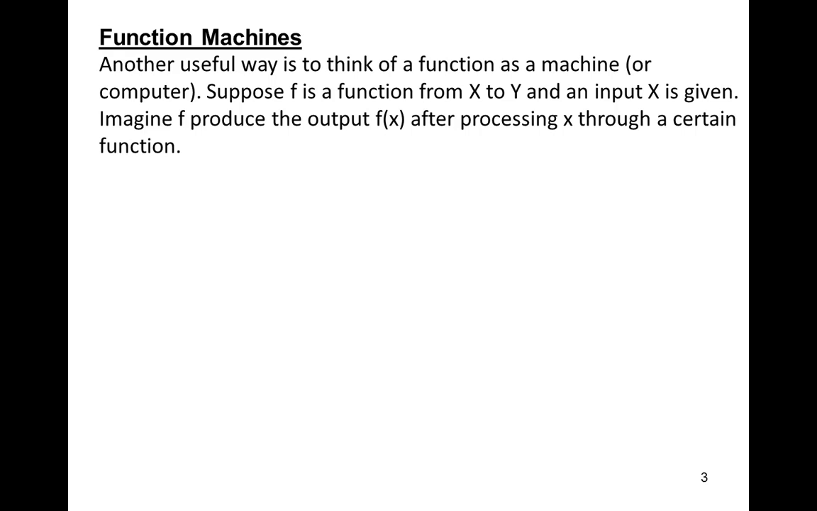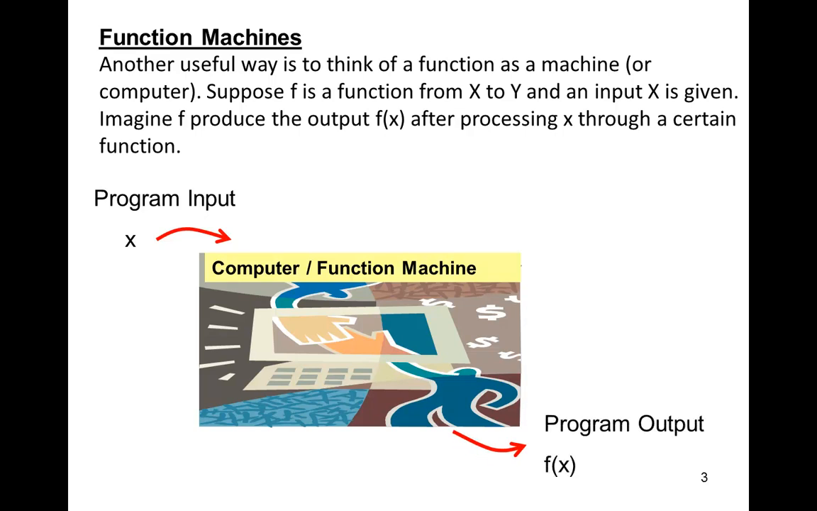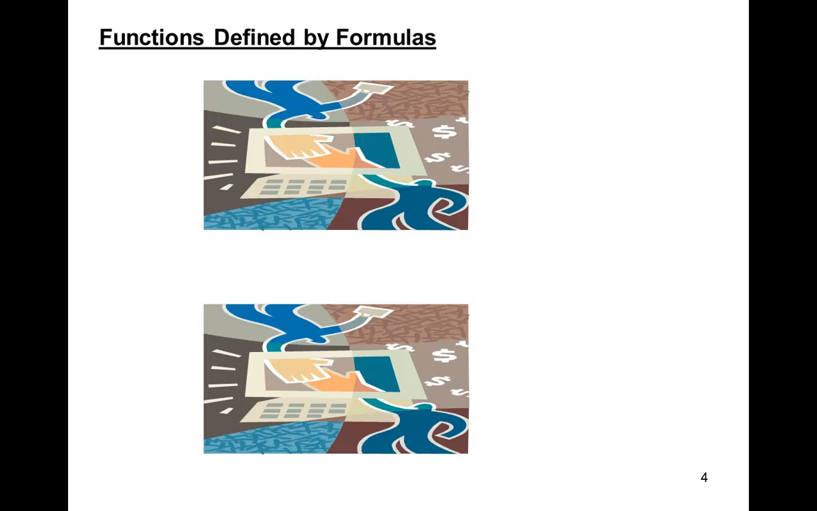You can also think of a function as a machine, such as a computer. When you feed in the input x and crank it through the computer or the function machine, the program will generate an output for x. For example, feed in x as the input, run it through the squaring function, and out pops the output f of x, which is equal to x squared.